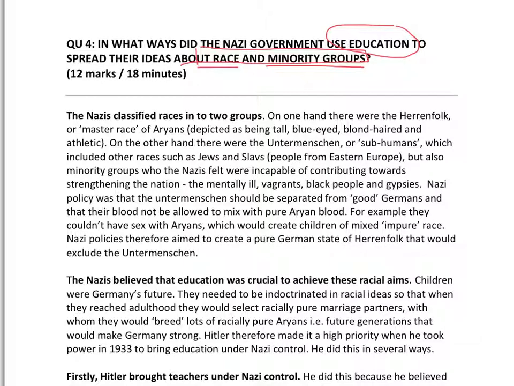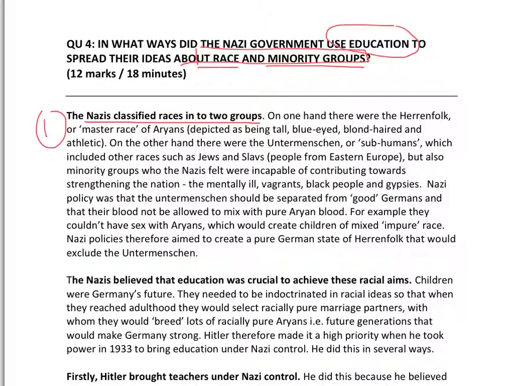So the way I would have approached it, because there are two elements to the question, is that my first two paragraphs would have unpicked those two elements. So it's almost like a two-part introduction. My first paragraph would have focused very much on Nazi racial ideas, Nazi ideas about race and minority groups, to show that you understand that. So again, a bold first sentence, so it's clear what the paragraph is about.